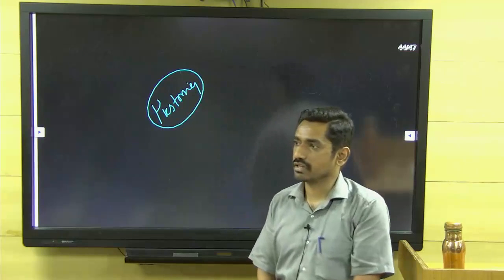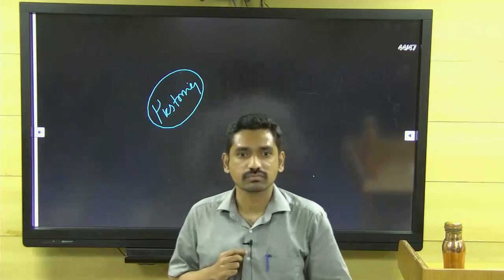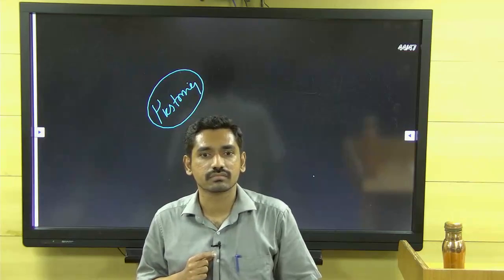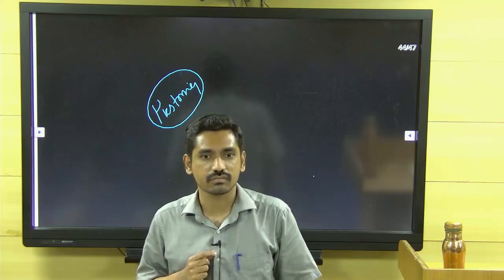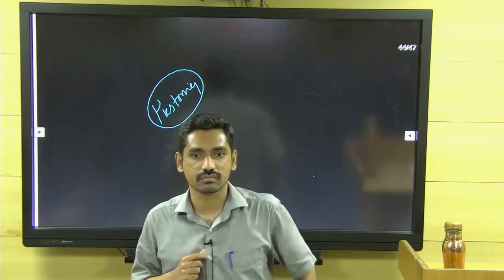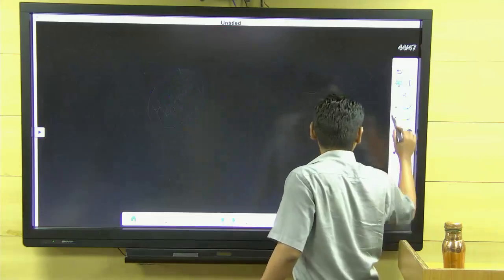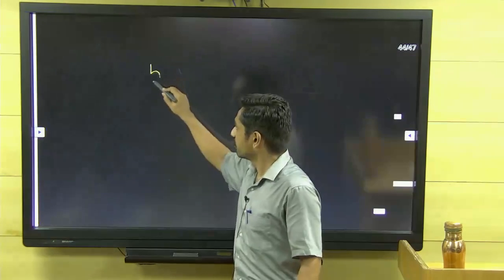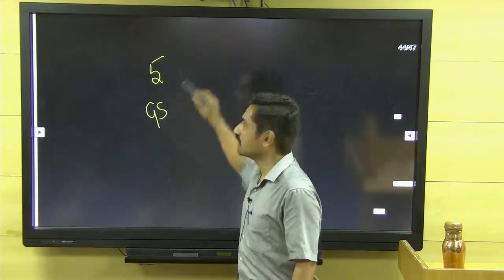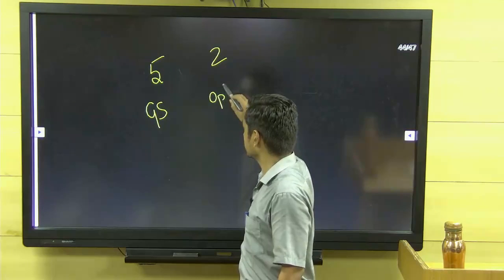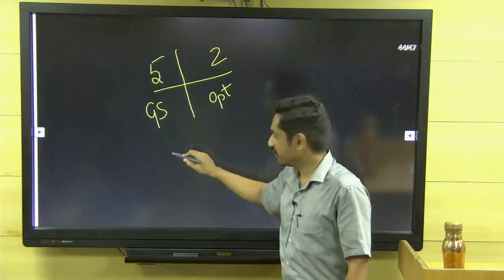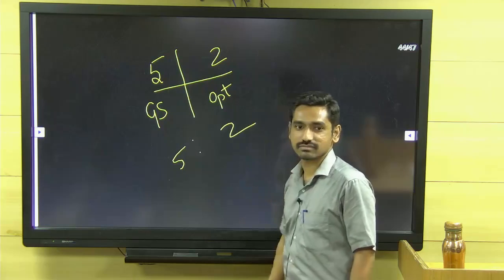Hello, sir. Yes, ma'am. Go ahead. Yeah, sir, I have a question regarding the optional. Should we give more importance to the optional or the general studies? It's simple. 5 papers GS, 2 papers optional. Importance should be 5:2. That's all.